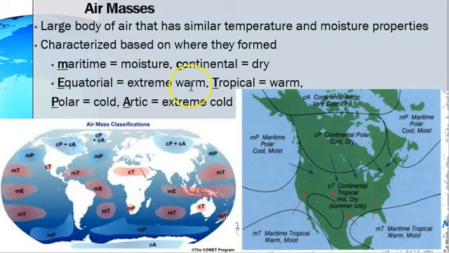Equatorial air masses are going to be extremely warm. Tropical air masses will be warm, but not quite as warm as those formed over the equator. Polar air masses would be very cold, and then your Arctic would be your extremely cold air masses.